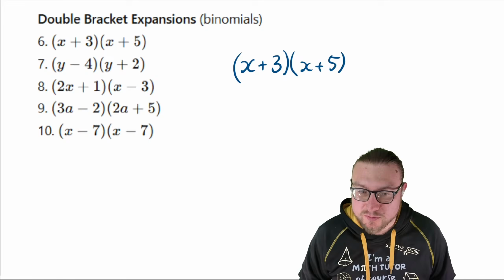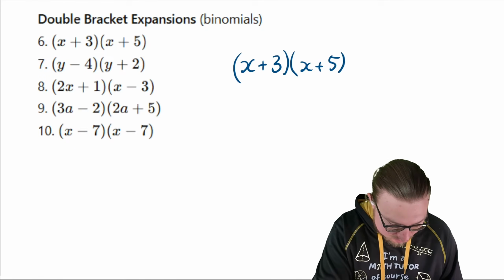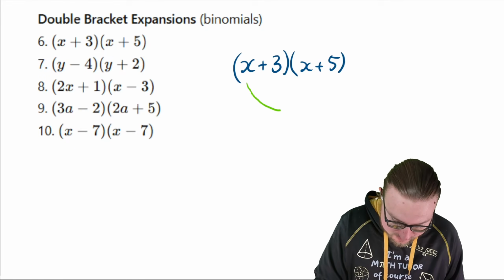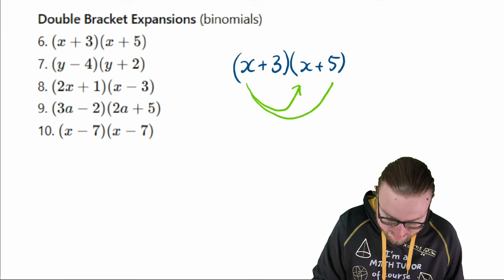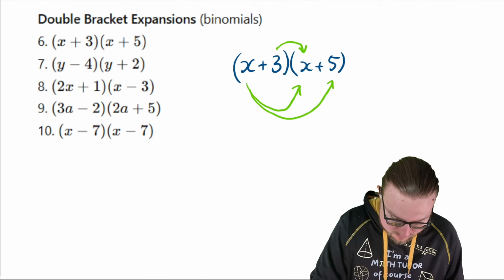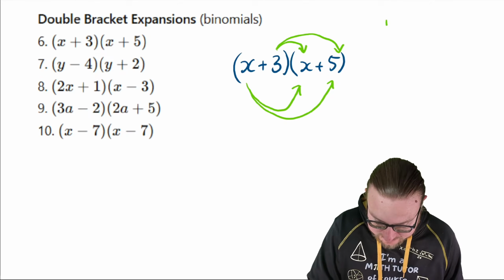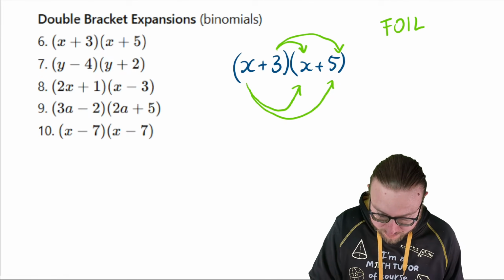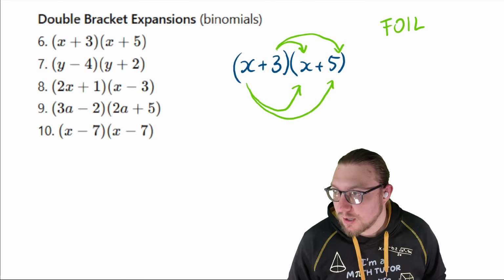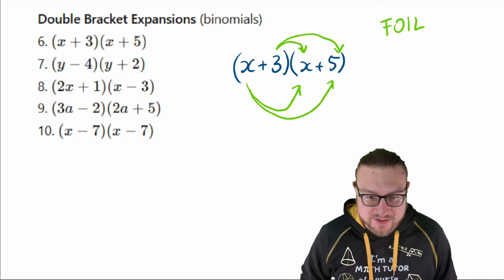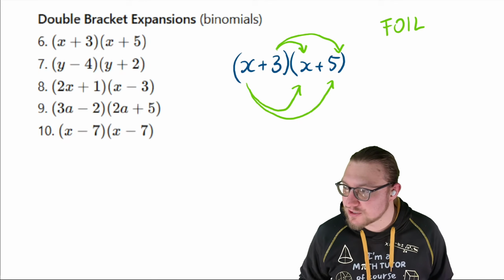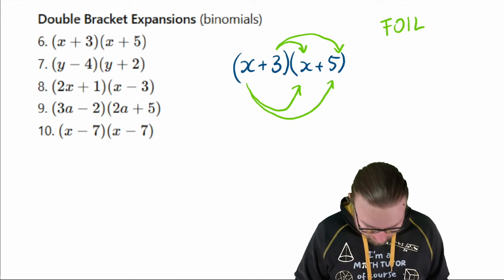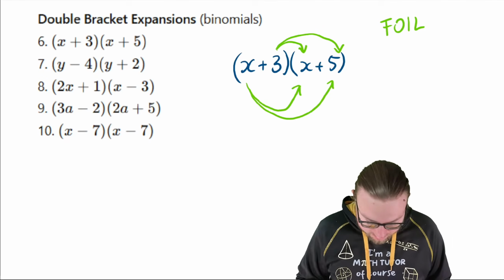If you've got multiple brackets, then you just connect each part from one bracket with each part of the other brackets. A lot of times this is called the FOIL method, but I have also seen some other names, there's lots of different options. Now, let's have a look.